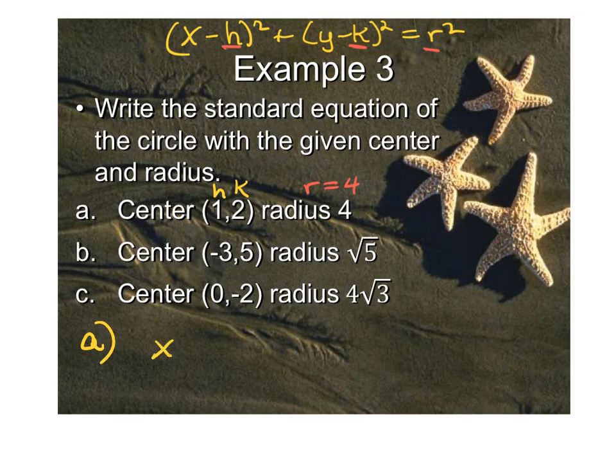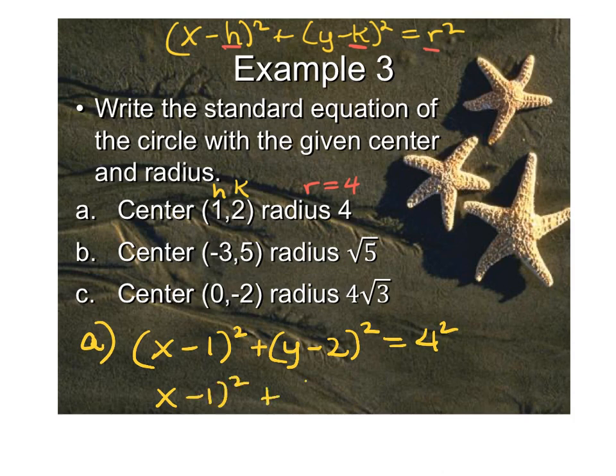X minus the h, which is 1, squared, plus y minus the k squared, and it equals 4 squared. I'm going to evaluate 4 squared, and I'm going to change this 4 squared into a 16. And you're done. All you're doing is replacing those 3 variables, h, k, and r. The only calculation you're doing is the r squared.